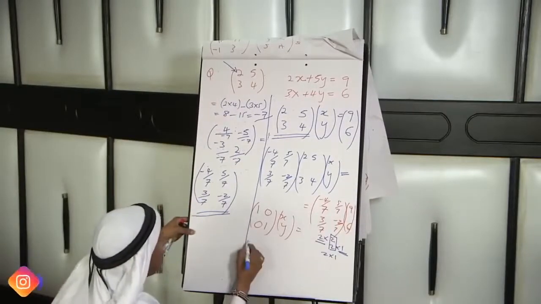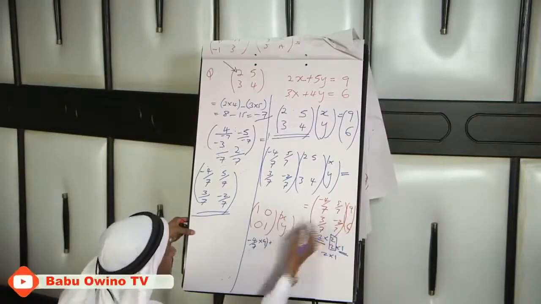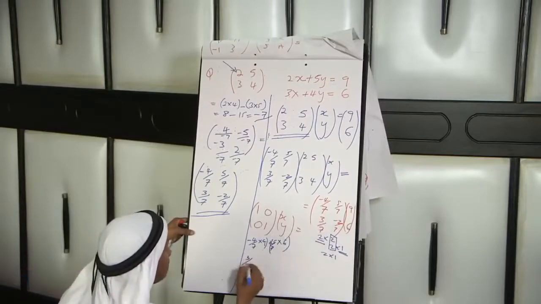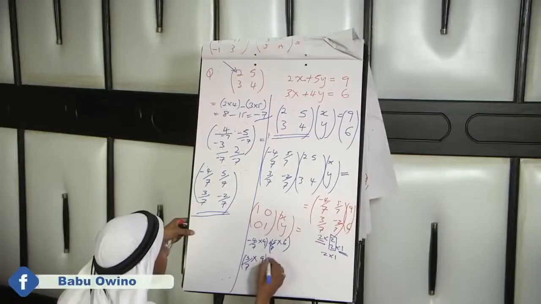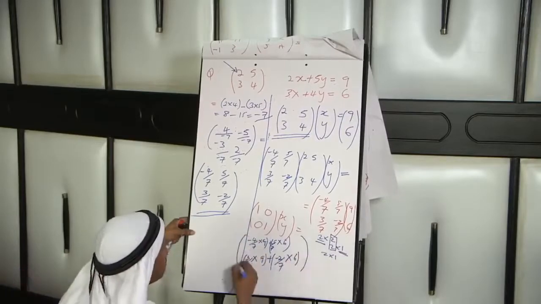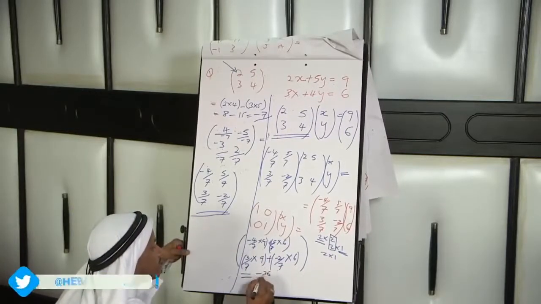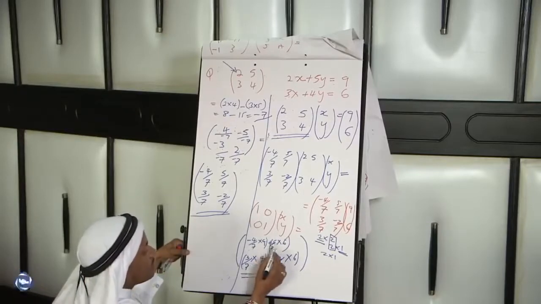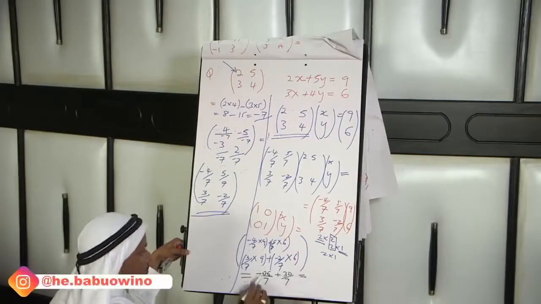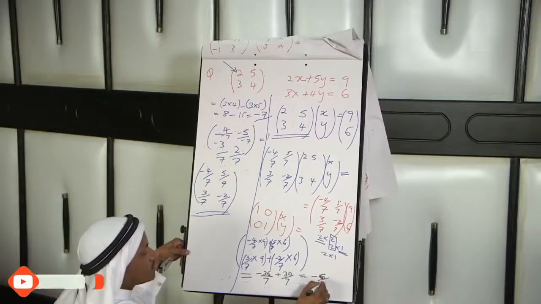Minus 4 over 7 times 9 plus 5 over 7 times 6. Then here 3 over 7 times 9 plus minus 2 over 7 times 6. What do we get? Minus 4 over 7 times 9 is minus 36 over 7 plus 5 over 7 times 6 is plus 30 over 7. This gives us minus 36 over 7 plus 30 over 7 is minus 6 over 7.